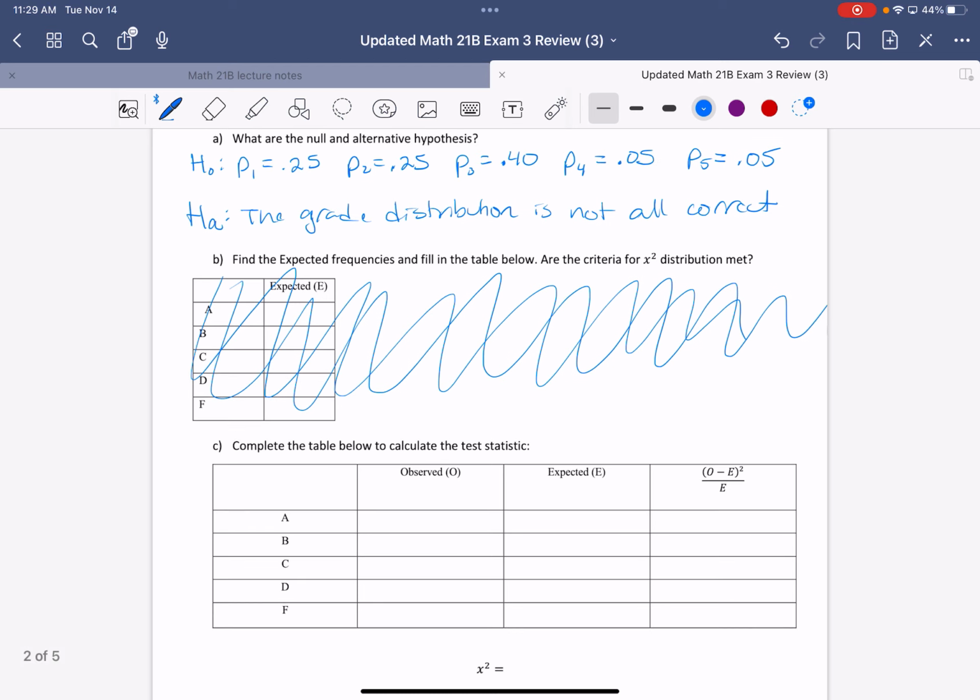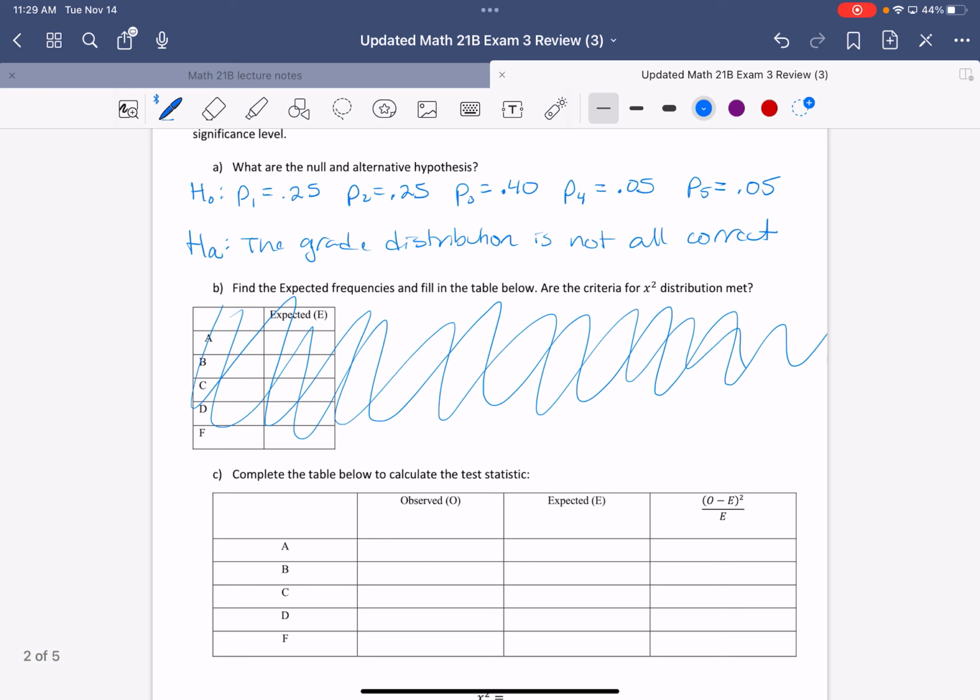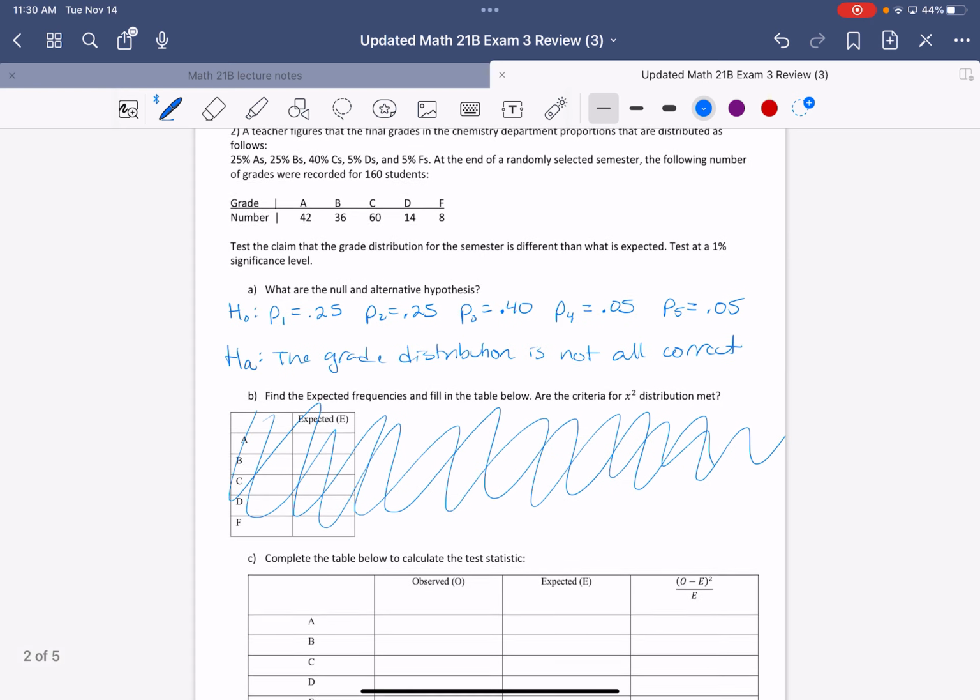But we do need to fill in the next table. Complete the table below to calculate the test statistic. So one thing at a time, let's do one column at a time. The observed, where do I get the observed values from? The top, where the A, B, and C are.